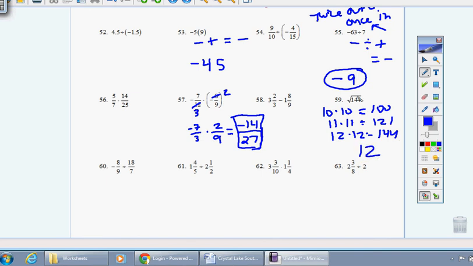Now, be very careful, because there's something else we got to add to this. It's not just 12. Is there any other number that if you multiply it by itself, you get 144? Because 12 times 12 gives me 144, but so does negative 12 times negative 12. Because remember, a negative times a negative gives me a positive. So negative 12 times negative 12 would give me 144 as well. So we have to add the plus or minus 12 to that answer.